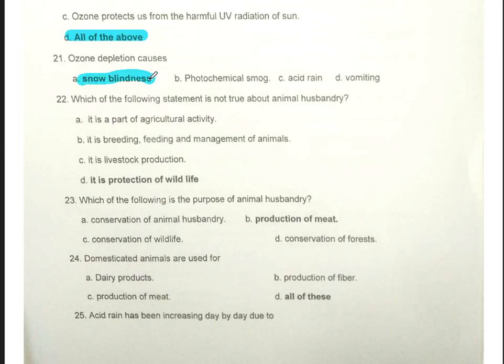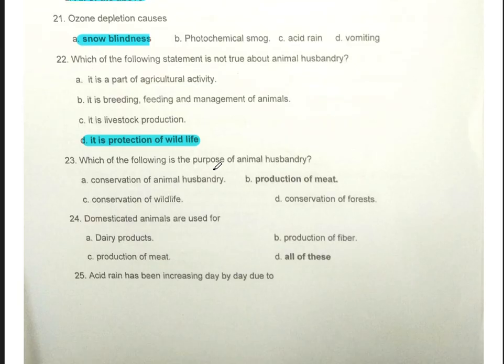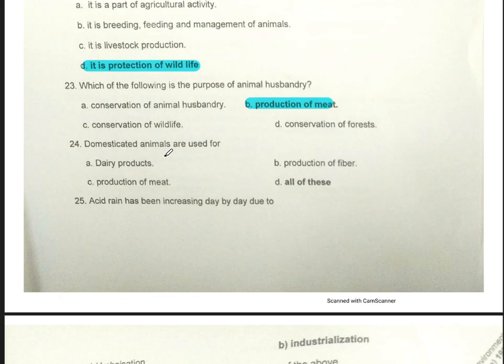We have already seen all this previously in the fourth module. Which of the following statements is not true about animal husbandry? It is protection of the wildlife. Which of the following is the purpose of animal husbandry? Production of meat. Domesticated animals are used for dairy products, production of meat, and production of fiber, all of the above.